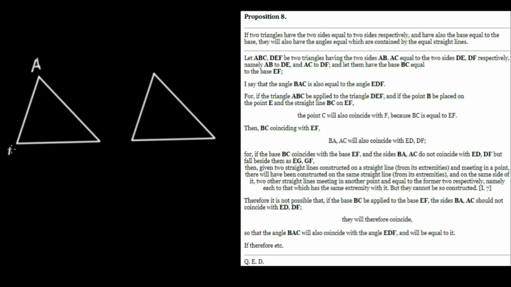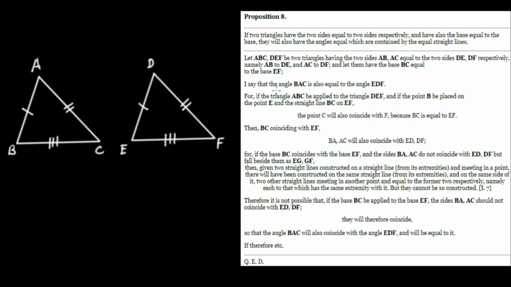We've got AB, that's going to be equal to DE, and we'll mark their equality like this. AC to DF, so we'll put AC over here. That's going to be equal to DF. Mark their equality as such. And the bases are the same. BC is going to be equal to EF. And I'll mark it like this with the triple dash.